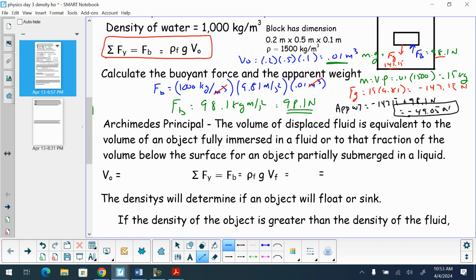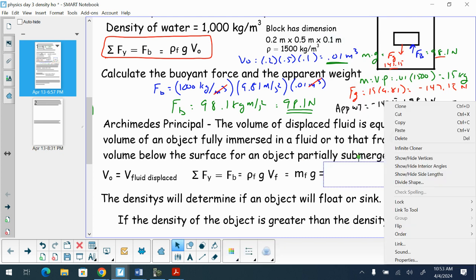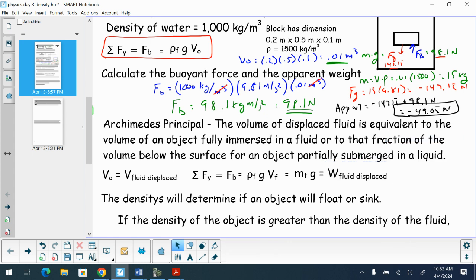You want to find the volume of an object? You want to find your volume? Submerge yourself, see how much the water rises. So the volume of your object is equal to the volume of the fluid displaced. Okay, let's look at what happens here.